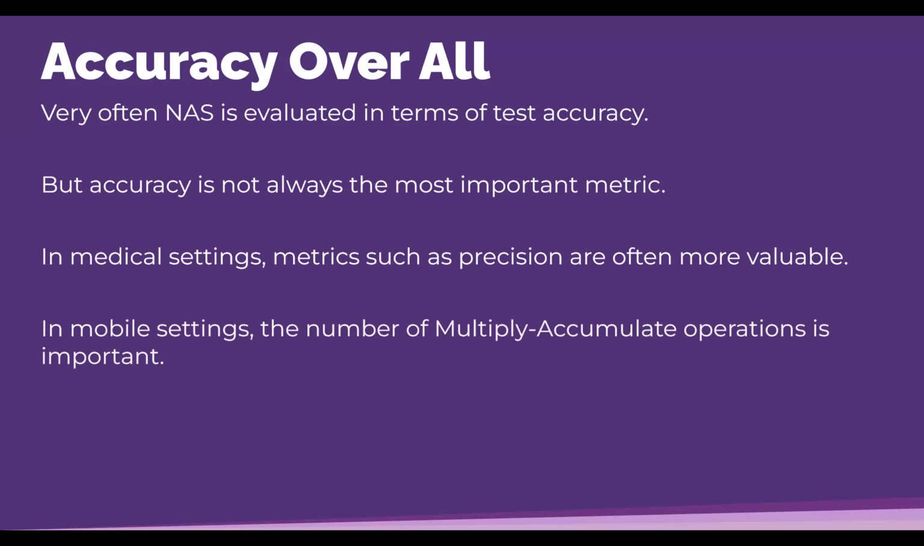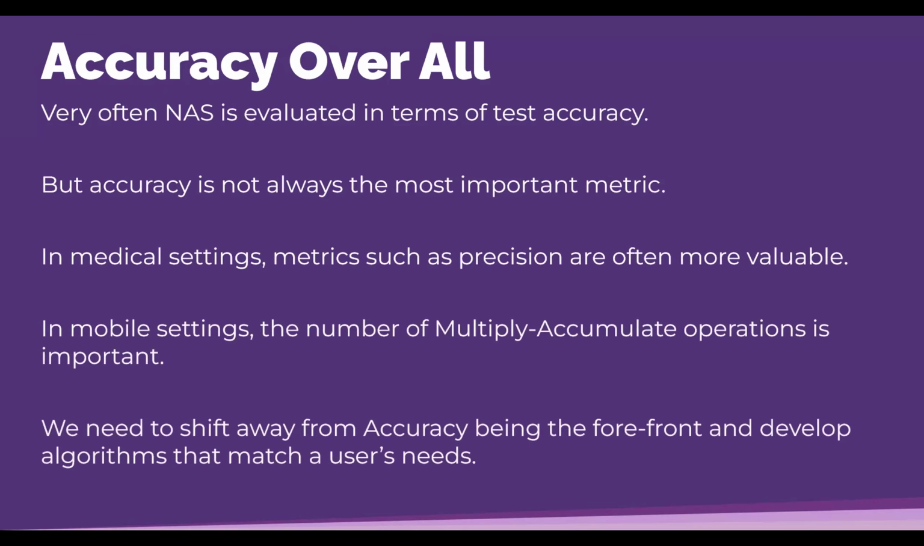And in mobile settings, as I said, when talking about making it more accessible, multiply accumulate operations are also important. You want to reduce those as much as possible. A challenge for NAS is to shift away from accuracy being at the forefront and develop algorithms that can match a user's need. And we do see that in some algorithms where they will return a portfolio of different models along a Pareto front or trade-off of different metrics, where you'd have a model which optimizes for accuracy or optimizes for, in this case, in a mobile case, multiply accumulate operations.